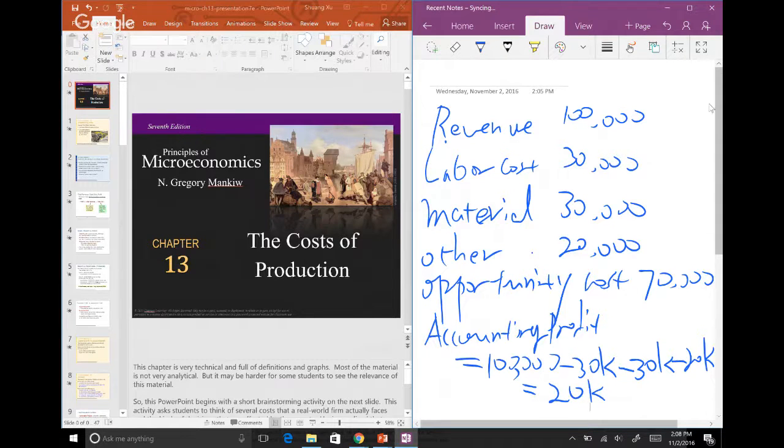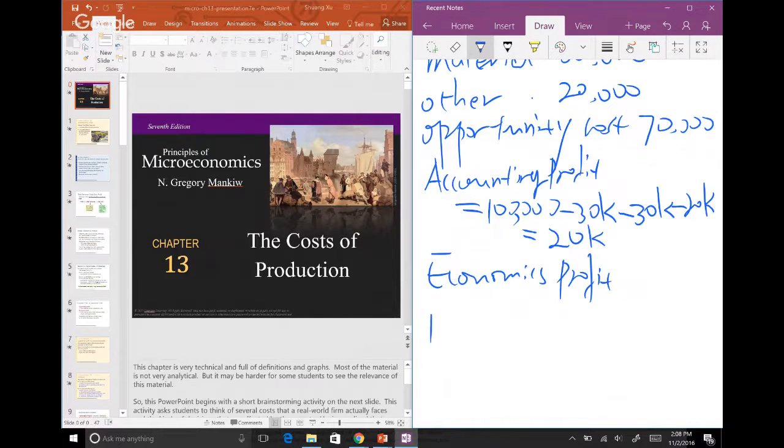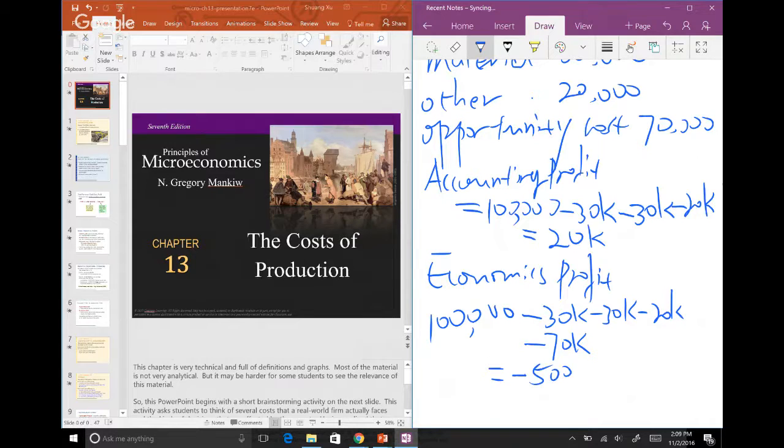Now my economic profit. So for economic profit, this is my revenue, so $100,000, minus all the explicit costs, so everything we did before, and also subtracting my implicit cost, my opportunity cost. So my economic profit in this case will be a negative $50,000.